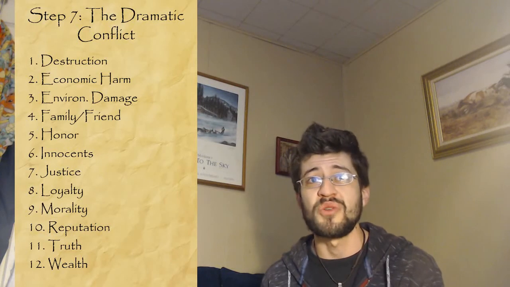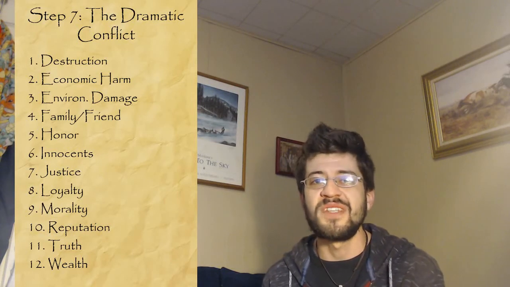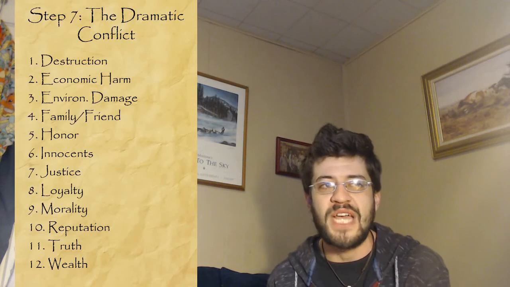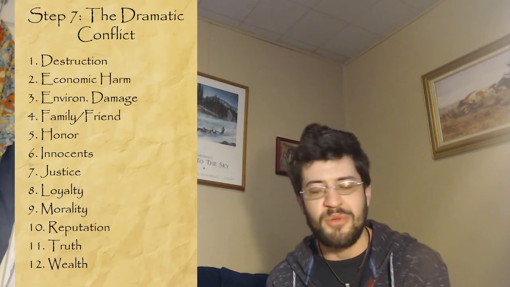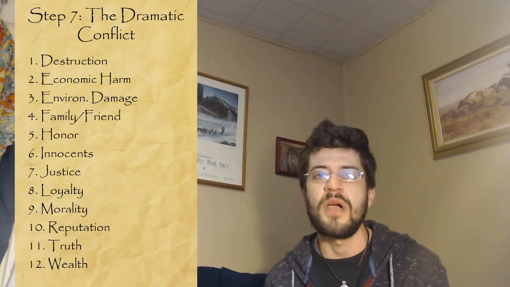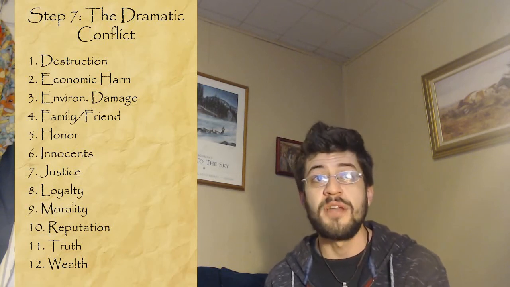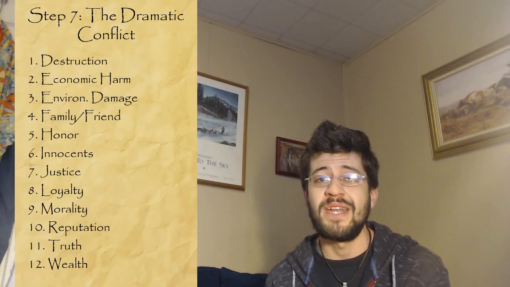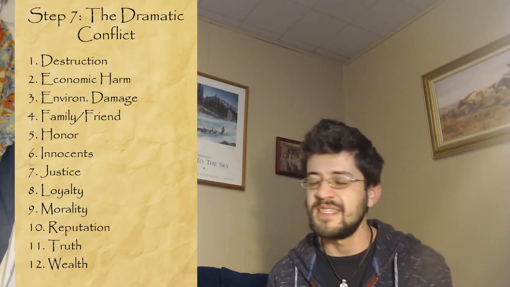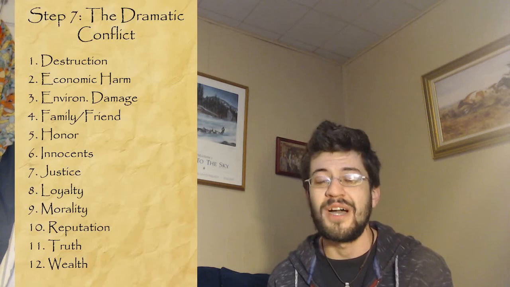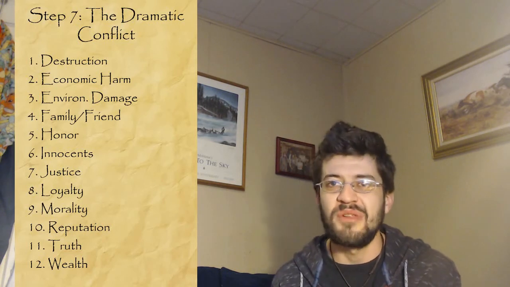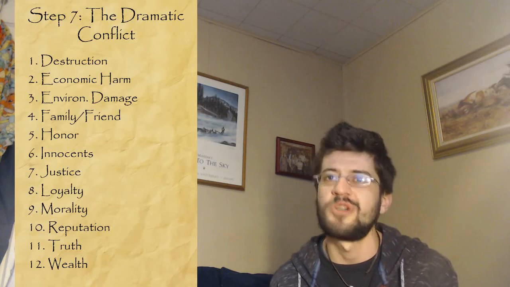Number 11, truth. Ultimately, the players are going to have to either suppress the truth in some way, or they're going to have to propagate a lie. I guess those are both kind of the same thing. The players need to be dishonest in some way to complete this quest. And number 12, finally, we get to wealth. And this is a great one because everyone loves money and no one likes losing it. And this is a great way to steal your players' money, perhaps. So yeah, if they complete this quest, they're going to suffer a great loss of fortune.